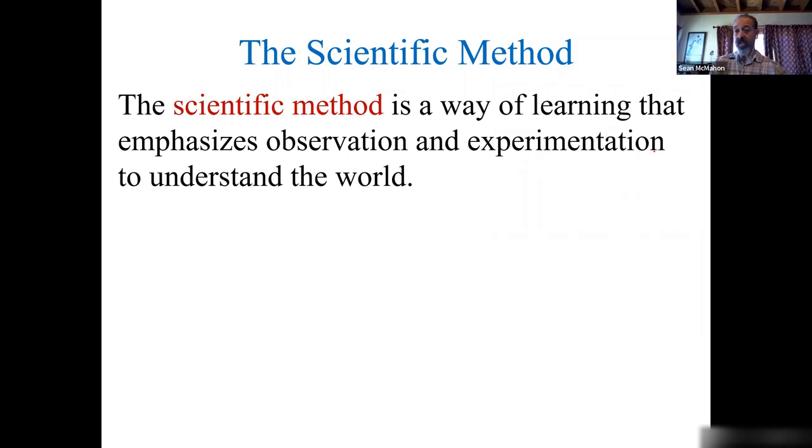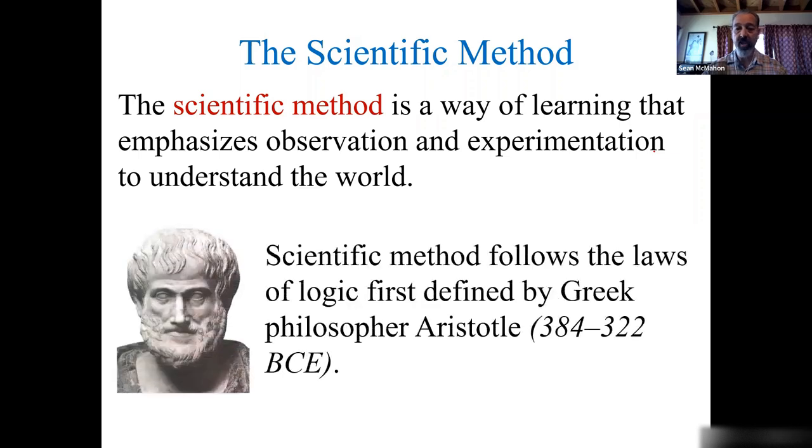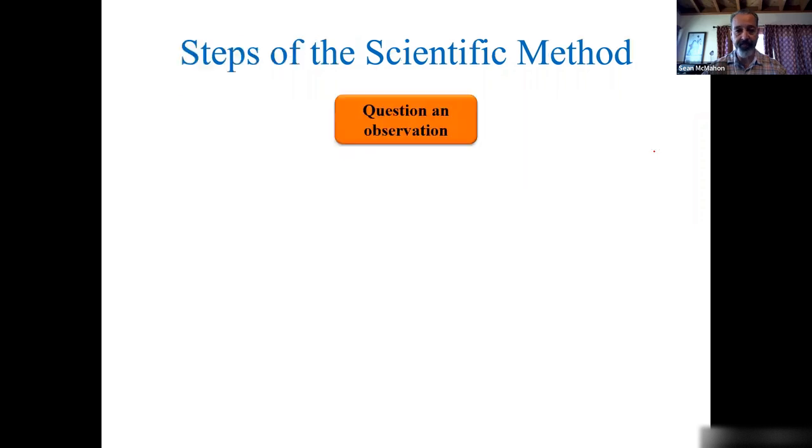So the first thing is, to be a chemist, we want to know a little bit about the scientific method. Many of you have probably already learned about this in biology, but basically it's a way of emphasizing observations and using experimentation to help us understand the world. It was first brought upon by the philosopher Aristotle. There are several steps in the scientific method.